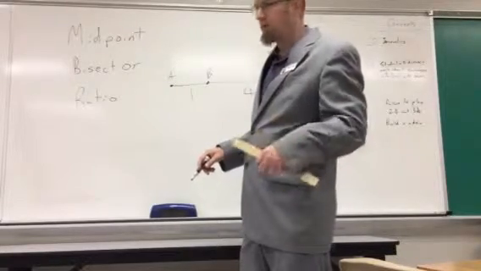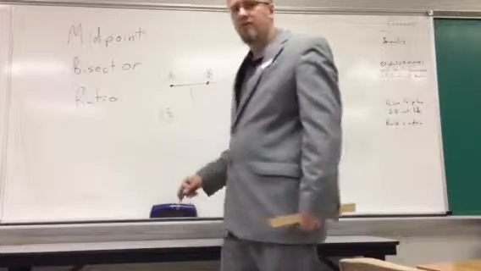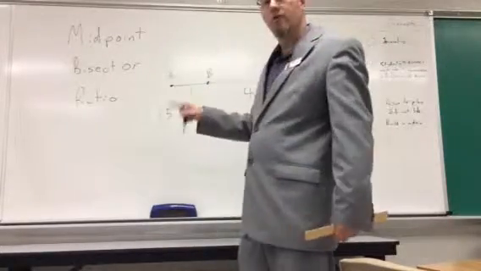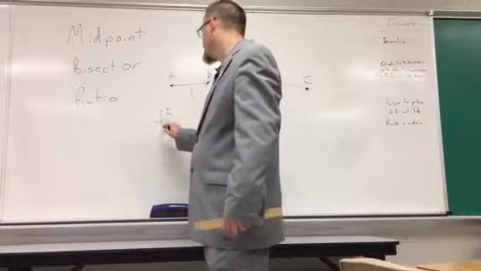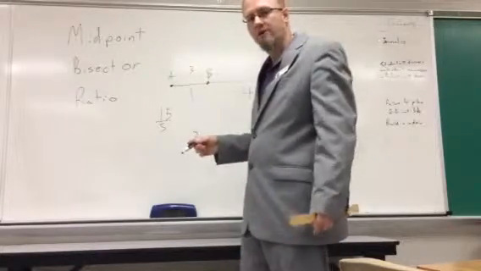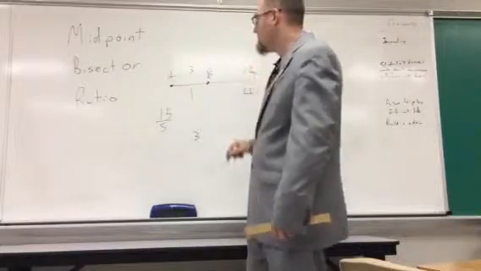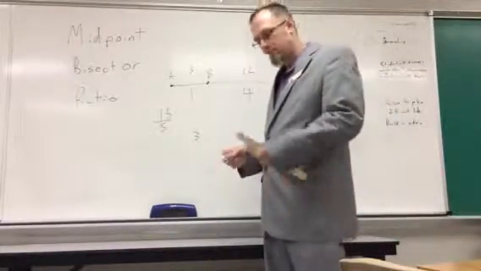So if the whole thing is 15, then how long is each part? You have to understand that this is 1 part, this is 4 parts, so there's 5 parts total, and each part would be 3, because we're going to divide this by 5. So this one would be 3, whatever your measurement is, millimeters, inches, and this one would be 12. That would maintain that 4-to-1 ratio.